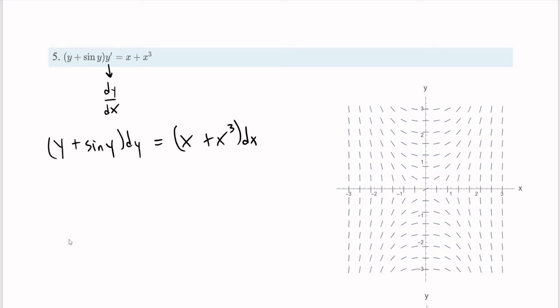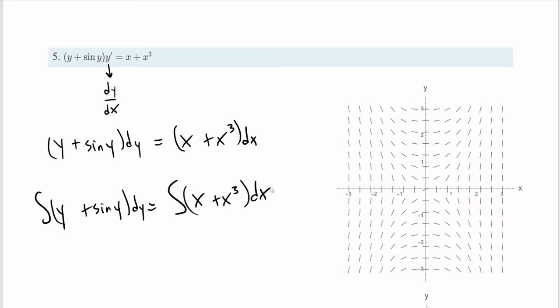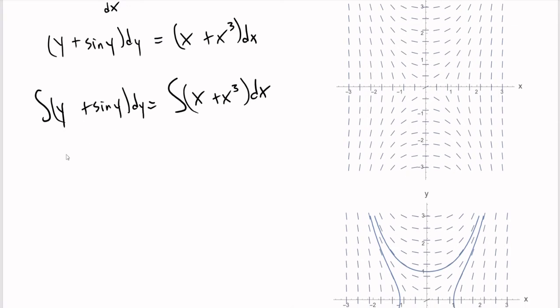Then we have to take the next step of integrating. So y plus sine y, we're going to integrate this. Integral of x cubed dx. We can do this, this isn't too bad. This would be y squared over 2, and then the antiderivative of sine is going to be negative cosine. Remember, you could do the plus c here, but we're just going to put it on the other side. Equals x squared over 2 plus x to the 4th over 4 plus c.